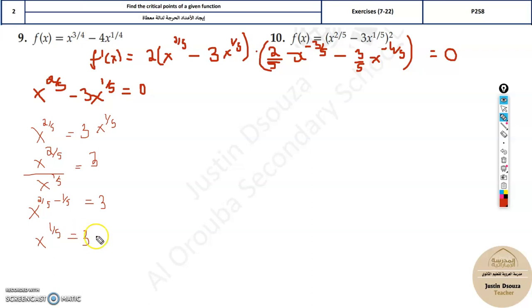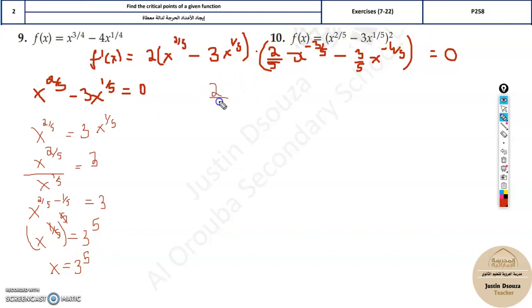But we need the x value, not this 1/5. So raise this to the power 5 in order to cancel 1/5. But remember to raise both sides. This is simple algebra what I'm doing over here. Just cancelling. And the answer is x equals 3^5. This is one critical number. Same thing will be done over here.